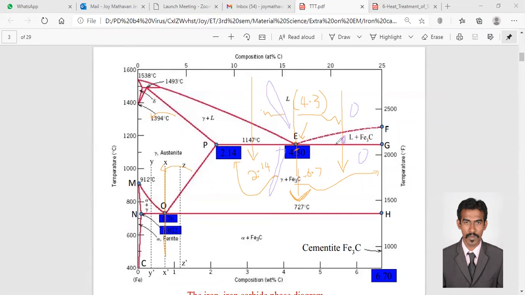Similar case for here also, the transformation is not directly from here to here, but it is undergoing in another region which has the mixture of this and this. It has a mixture of liquid and gamma. Similarly, this has a mixture of liquid and Fe3C. So that may affect or accommodate some extra forms or phases. In order to remove that, we don't want those ingredients, that's why we go particularly through these points.